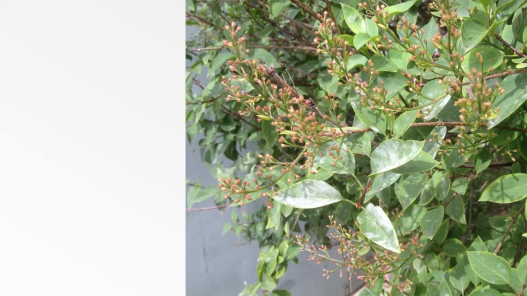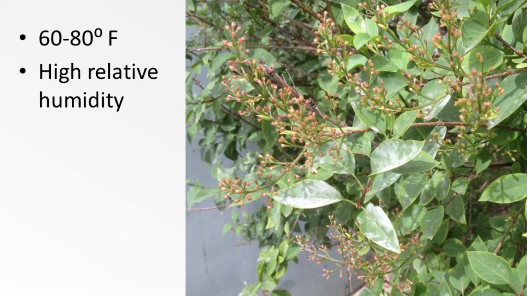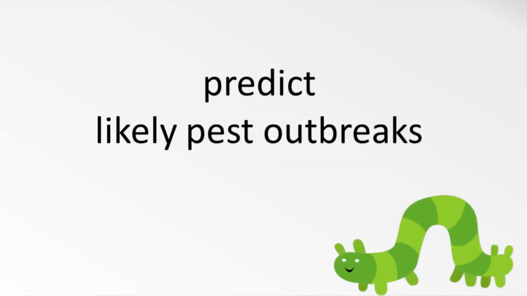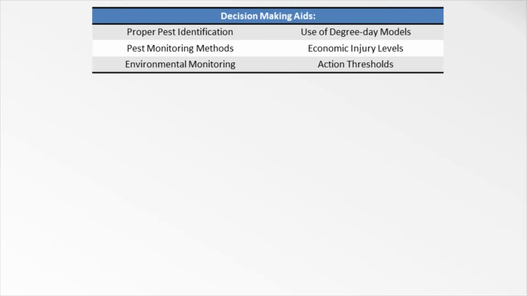Powdery mildew on lilac will develop when the air temperature is between 60 and 80 degrees, but only if the relative humidity of the air is also high. So it's only necessary to do preventive fungicide sprays when the weather forecast is favorable for the disease. Knowing the environmental conditions and the pest's behavior can help us predict when outbreaks are likely to occur and not waste time and resources on pest controls that aren't needed.